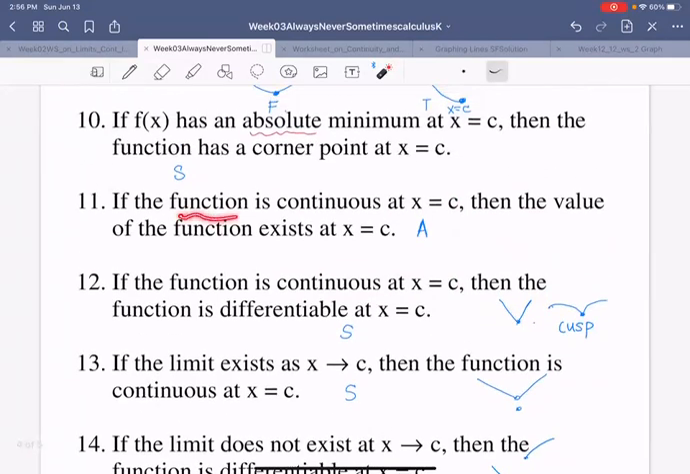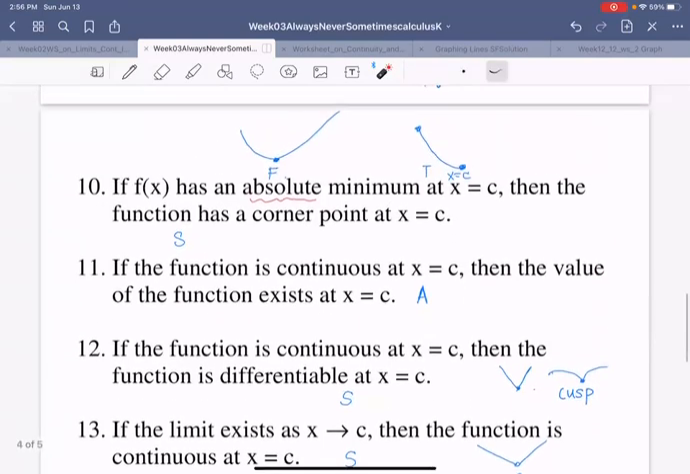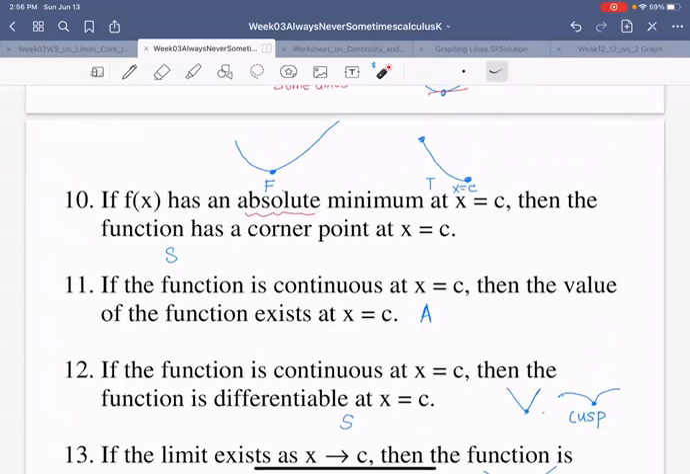Next one is easy. If the function is continuous, then the value of the function exists. That's right. If the function is continuous, then the function at x equals c exists. This is always true. Okay, I have those recordings. If you think I go too fast, you can check it after the class.